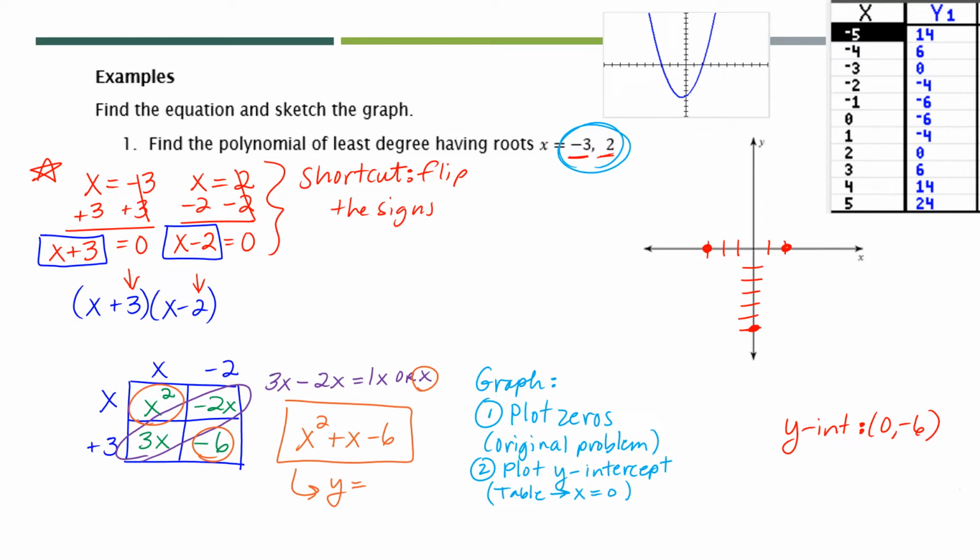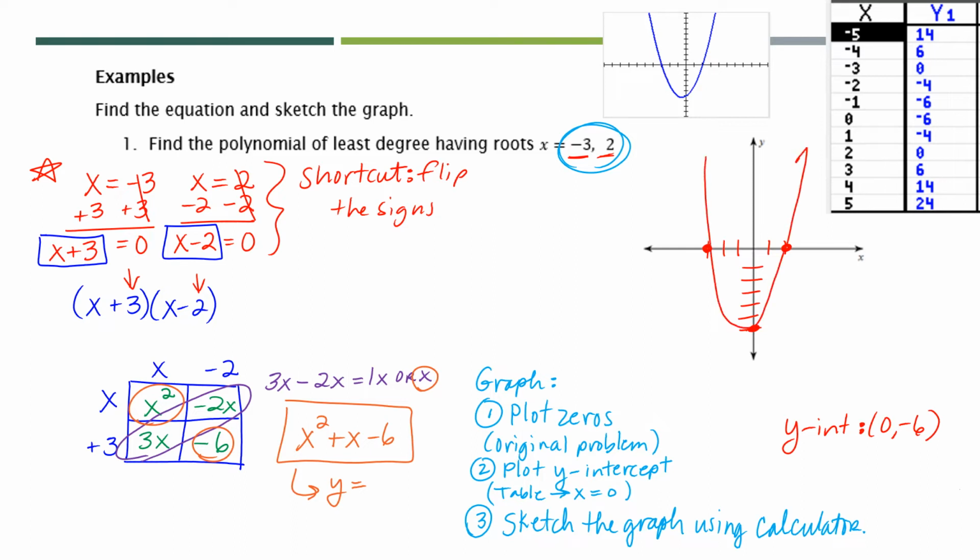And then the third thing, which isn't really even much of a thing, is just to look at the graph on your calculator and just make sure that your picture matches. So you're just kind of connecting the dots so that it looks like the graph on your calculator. So I'm just going to write sketch the graph using your calculator. So if I looked at the graph on my calculator, it's a parabola. It has to go through my zeros and through the y-intercept. So that would be it.